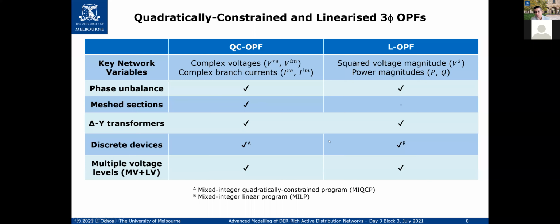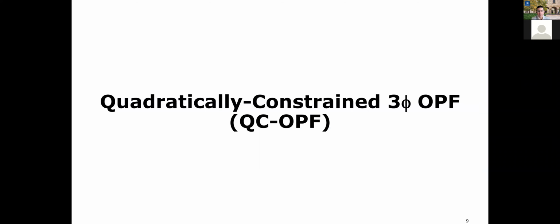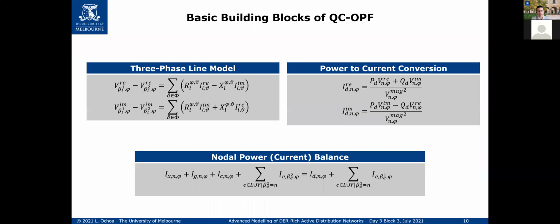Transformer models, very special models, can be done. Discrete devices, yes, of course, this one becomes a quadratically constrained program. In the case of the quadratic constraint, and in the case of the mixed integer linear program, that's what a linear program becomes when I put in discrete devices. But they're relatively similar in capabilities apart from the mesh sections, all right? Now let's start with the quadratic constraint.